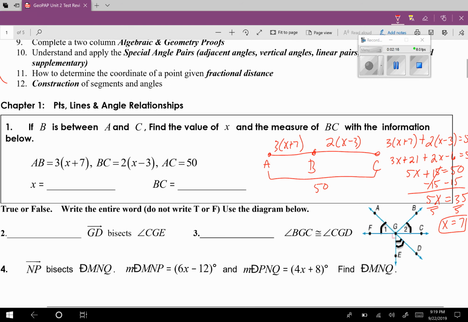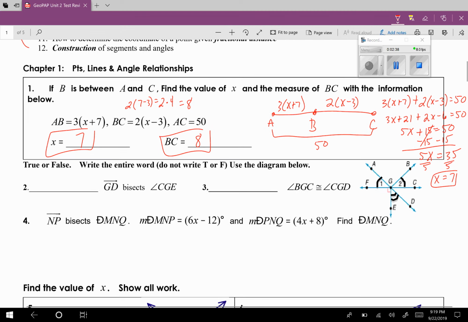So x is 7. And now they want to know the length of BC. So I'm going to take my x and plug it in. It's 2 times 7 minus 3. So 2 times 4, which is 8. So the length of BC is 8.